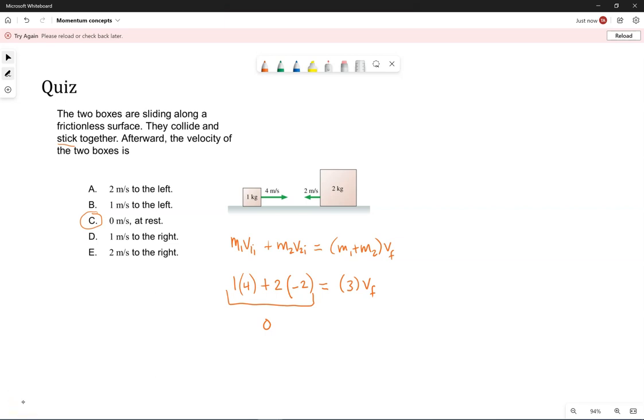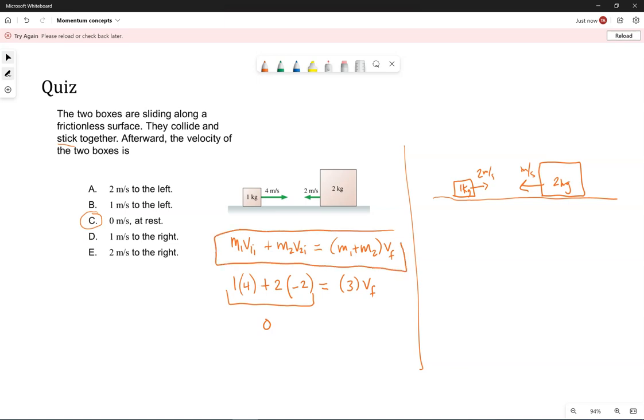What if the 1 kilogram box was the one traveling at 2 meters per second, and the 2 kilogram box was traveling at 4 meters per second? And again, they stick together. So momentum still needs to be conserved. This original setup would still be valid symbolically.